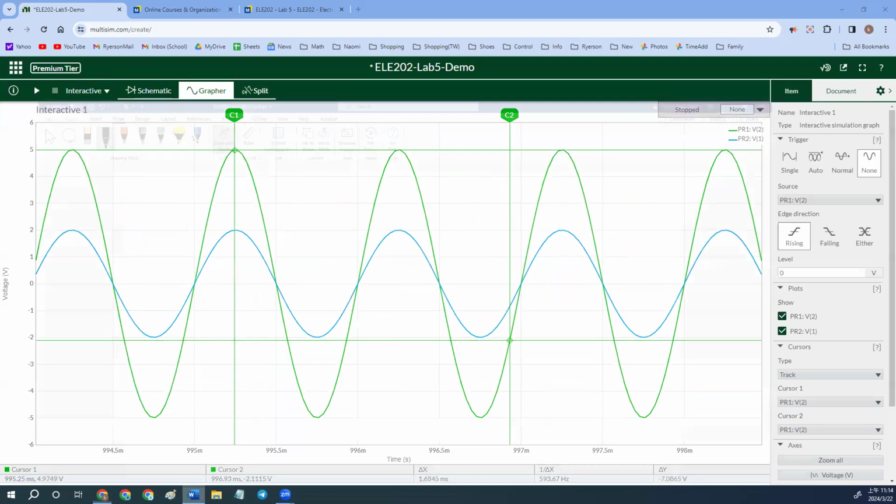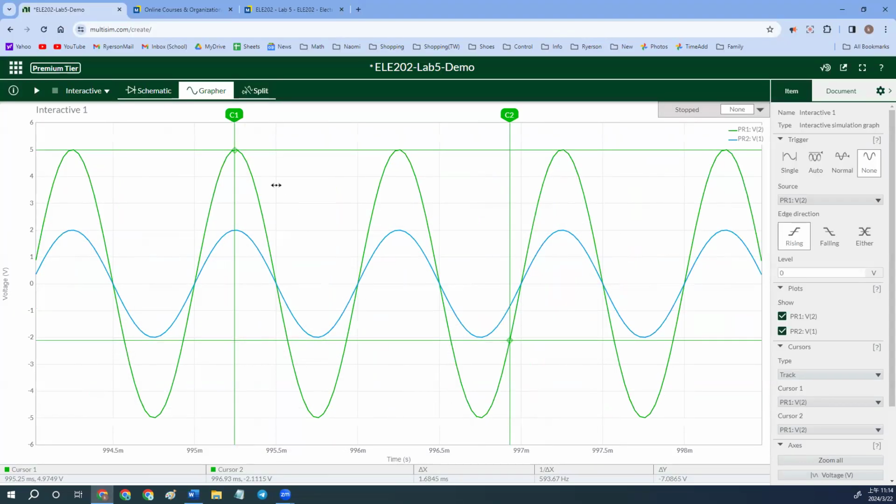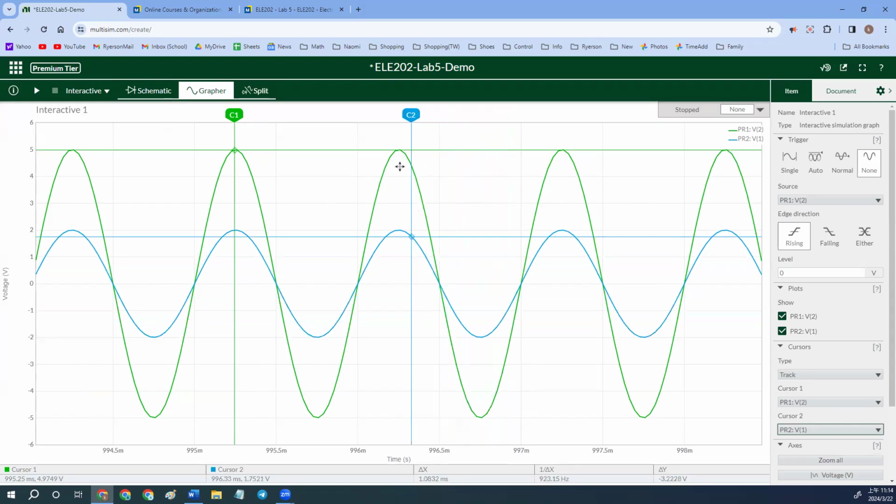Now we're going to complete the second table. The second table is asking you to calculate VA and VB. So it's pretty straightforward. You need to know which one is A, which one is B. A obviously is the higher one, B is the lower one. So what you can do, you're using track, but this time you can see on the cursor tool, I'm going to check the second waveform, the blue waveform, which is your VB, okay? So now I'm just going to put them on the same part, okay?